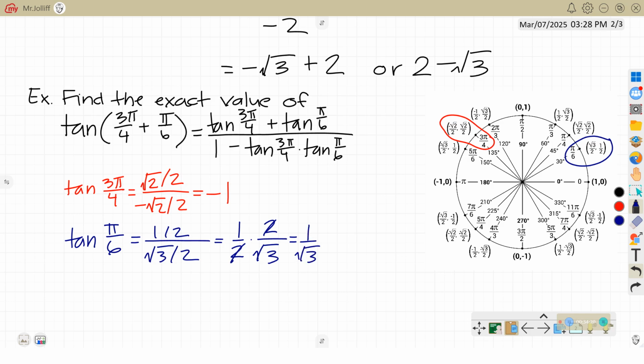As a mathematician, that makes me cry. I do not want root 3 in the bottom. So I am going to multiply the top and bottom by root 3. I want to get rid of the radicals in the denominator. In the numerator, 1 times root 3 is root 3. In the denominator, root 3 times root 3 is root 3 squared, which is 3. Happy face. So the first tangent's -1, second tangent, √3/3.